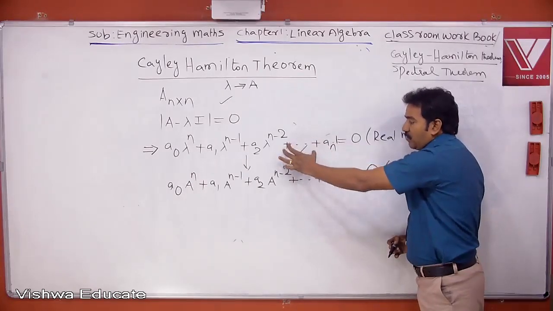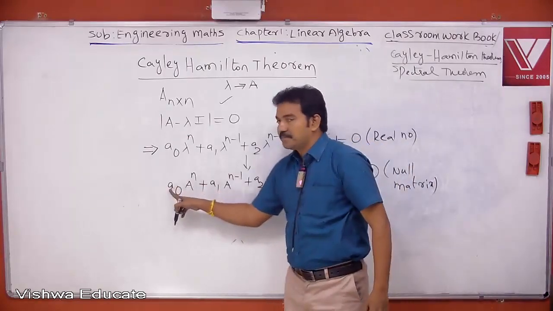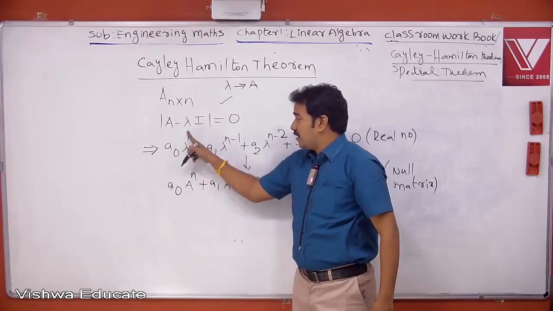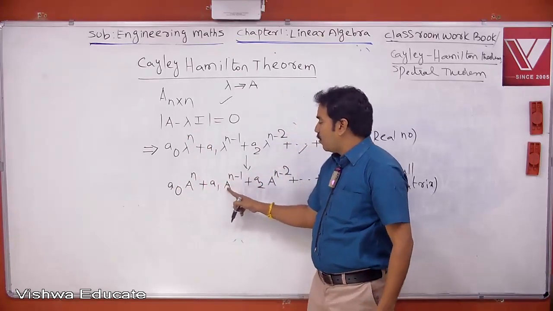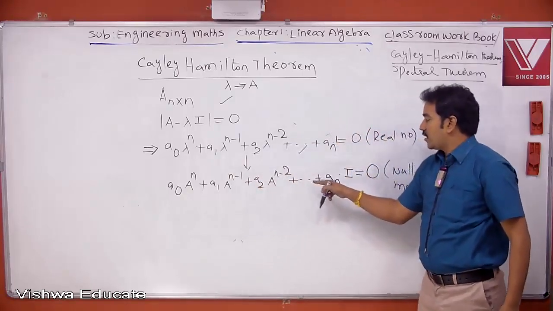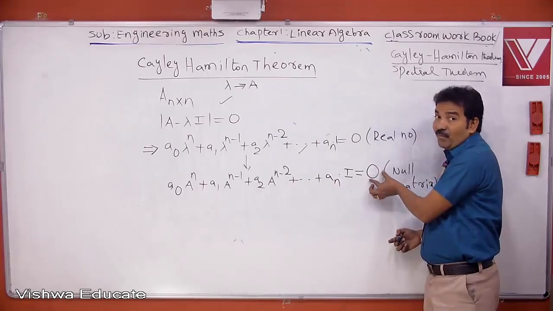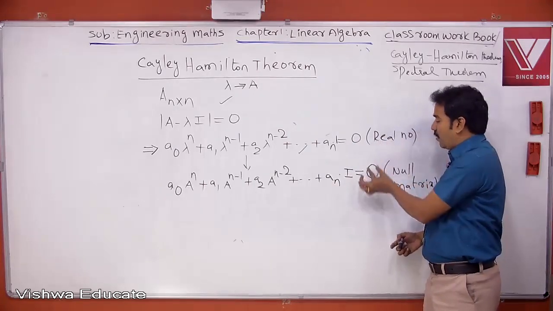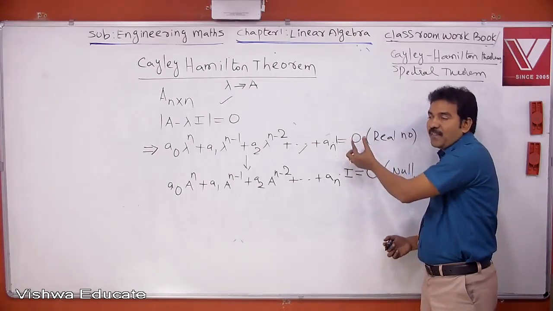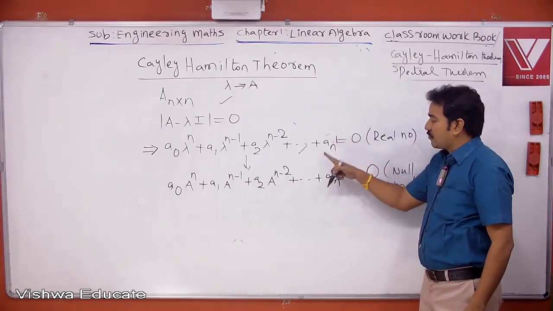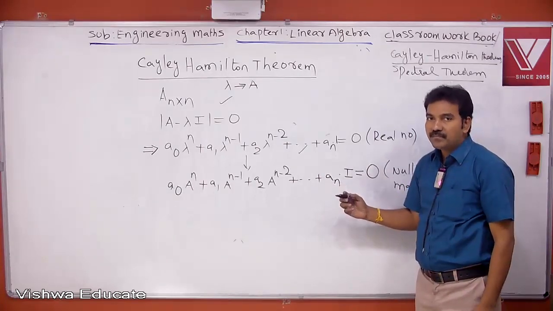Now, this is a number expression and this is a matrix expression. When you simplify this, you will get a matrix, with matrix powers up to the size of the matrix: for example, a0 into A cube, a1 into A square, a2 into A, plus an into I. When you simplify this, you will get a matrix, and that matrix is the null matrix. This 0 is a real number, and this O is the null matrix, because all eigenvalues of the null matrix are zeros. That means every square matrix satisfies its own characteristic equation. That is nothing but the Cayley-Hamilton theorem.